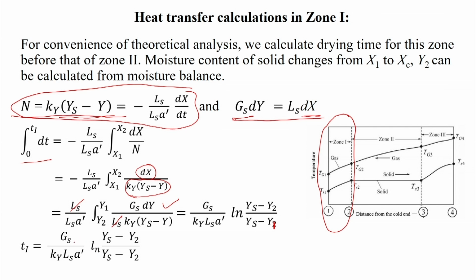So, T1 will be like this: Gs into ky into Ls into A prime into ys minus y2 by ys minus y1. So, this is the one-time requirement in zone 1. Now we will be calculating this in zone 2.